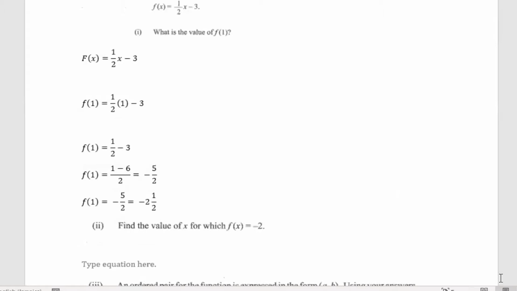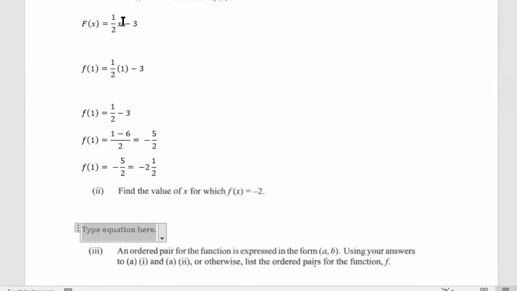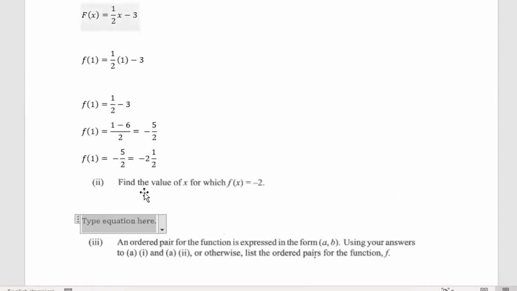Part 2 now says find the value of x when f of x is equal to negative 2. So we know that f of x is equal to half x minus 3. They're now telling us if f of x is equal to negative 2, solve or find the value for x.